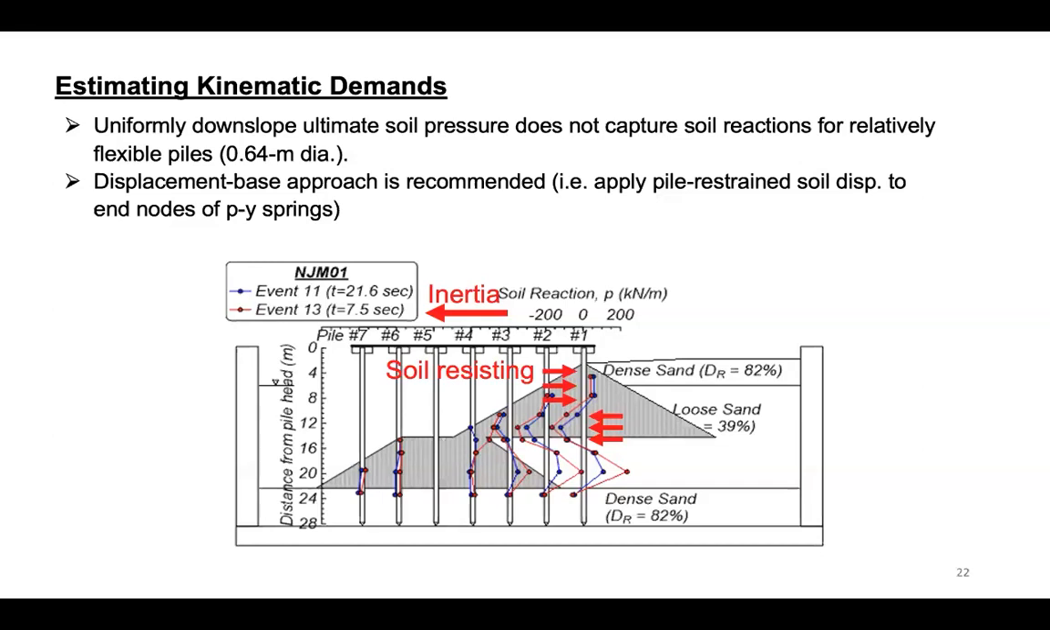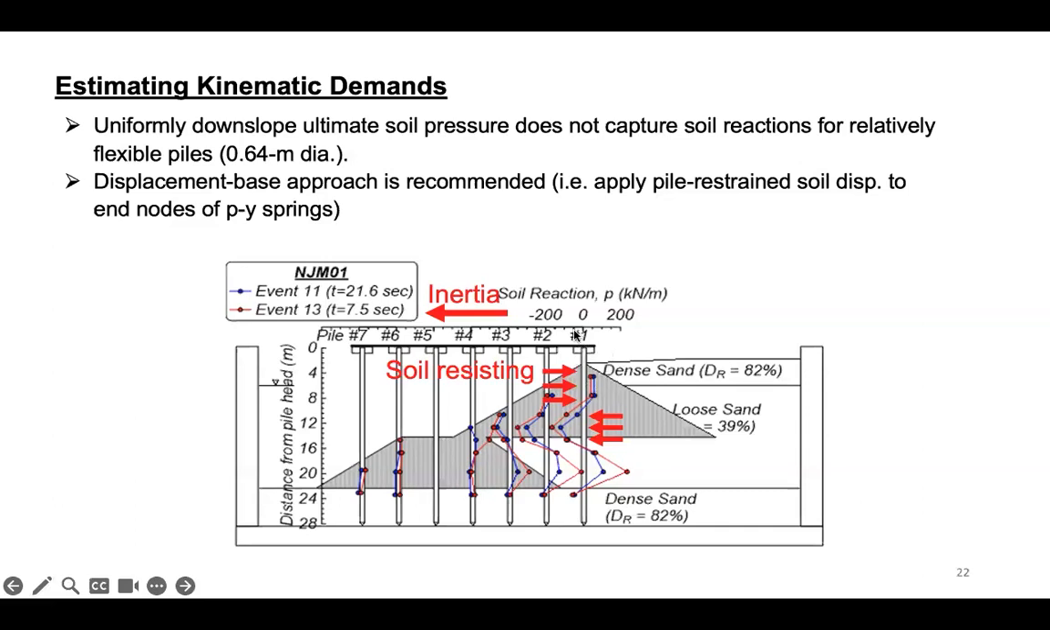What I want to show you is the results that we back calculated from these centrifuge tests. So what you see here is the soil reaction profile along the pile at a time when the inertia was maximum in the downslope direction. So these are P in a p-y curve, similar concept.